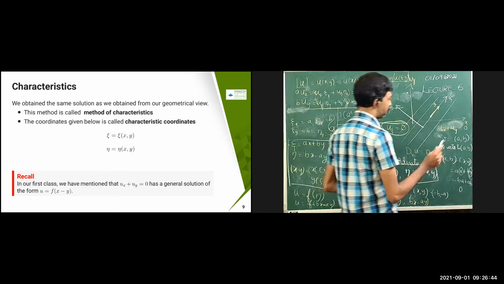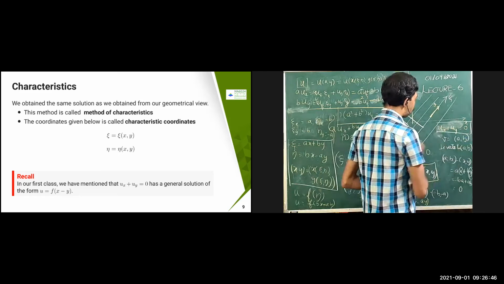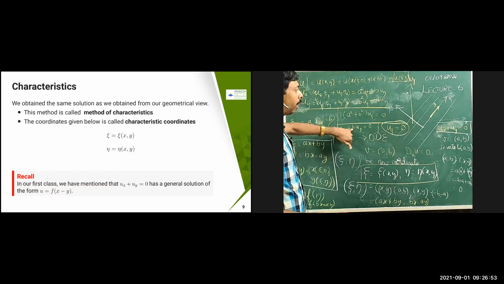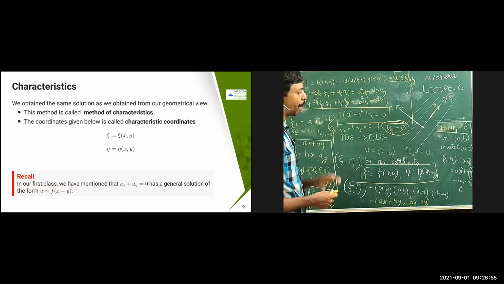So now it is time to solve that using this one also, because ux plus uy equal to 0. That means in this problem, a is 1 and b is 1. Okay. Therefore, in that class, I might have mentioned that f of x minus y. In general, if you take f of x minus y also, you are going to get this answer.